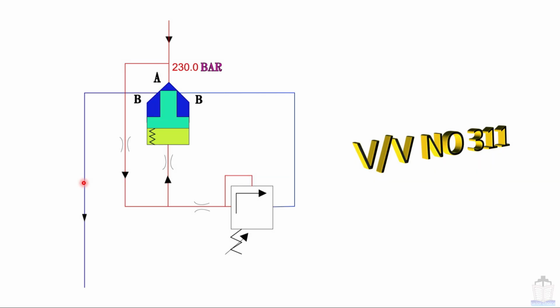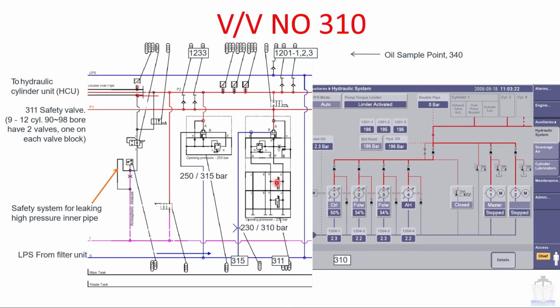Now moving next. Now going to discuss valve number 310. This hydraulic diagram represents the valve number 311 and valve number 310 circuit. This is representing valve number 311 and this is representing valve number 310. Up to here both valves look similar. There is no difference. The only difference between 311 and 310 is these two solenoids.